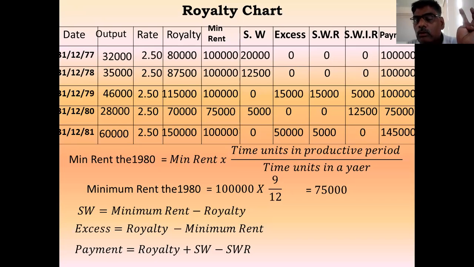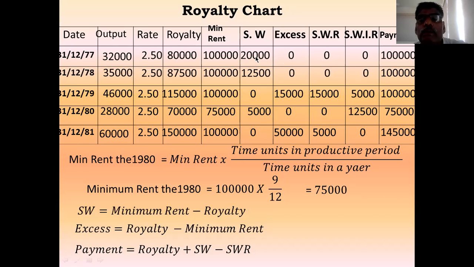Royalty account debit to lessor, first entry. Lessor account debit to bank, second entry. P&L account debit to royalty account, third entry. 6 words you learn by heart. You put these 6 words, you will get 1 year journal entry. And to these 6 words, you have to join SW, SWR.